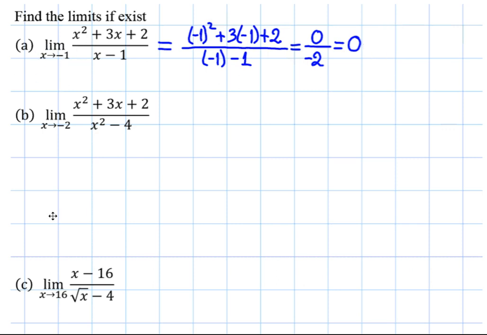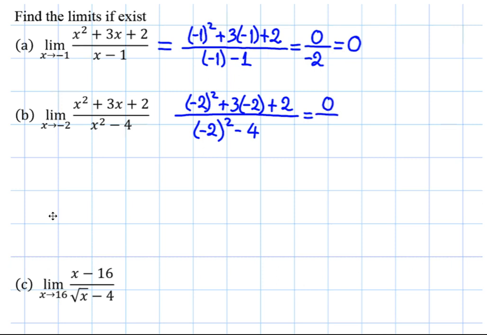Next, we try to find the limit as x goes to -2 of x squared plus 3x plus 2 over x squared minus 4. We'll do the same thing. We will put -2 on the top for x and -2 at the bottom for x. The top we will have 4 plus 2, 6 minus 6, so that will be 0. The bottom also 0. Now 0 over 0 is indeterminate.